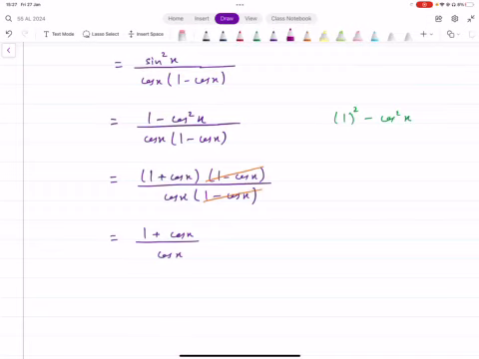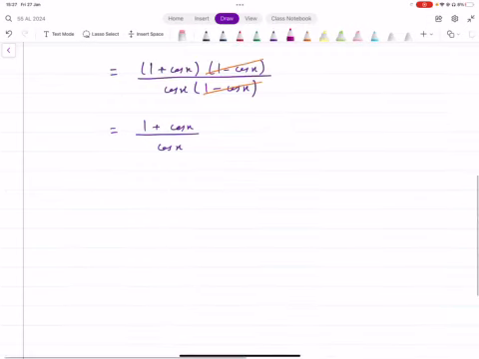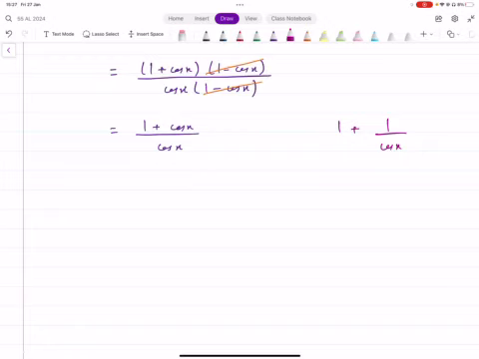Remember what we want to prove at the end? We want to prove that this is equal to 1 + 1 over cos x. इसके equal proof करना है. Are we pretty close to that? Yes, but अब क्या करें? Split this fraction. इसको दो parts में कर लें.